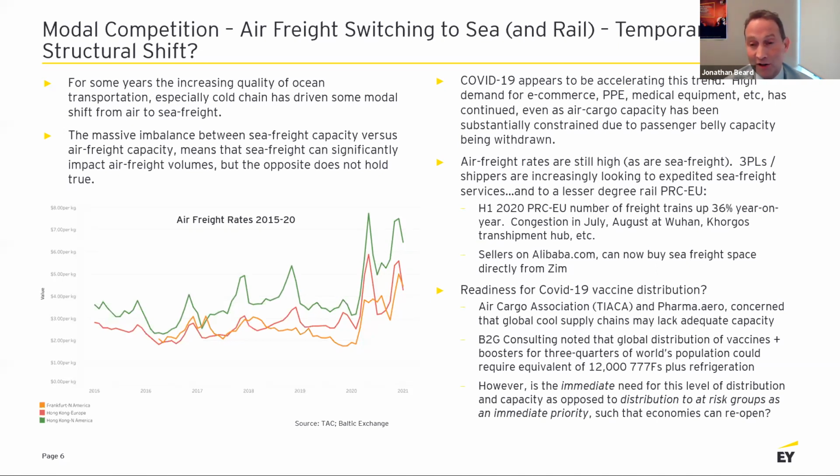I think this is significant for air freight. The reason being, sea freight offers just so much more capacity than air freight that it's possible for sea freight to take modal share from air freight. It's very difficult for it to work back the other way. So while this is potentially catastrophic for the air freight industry, it's less significant for sea freight.